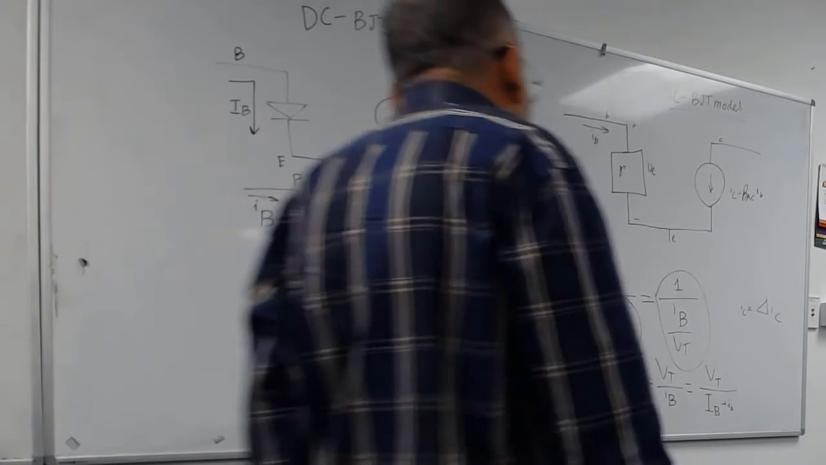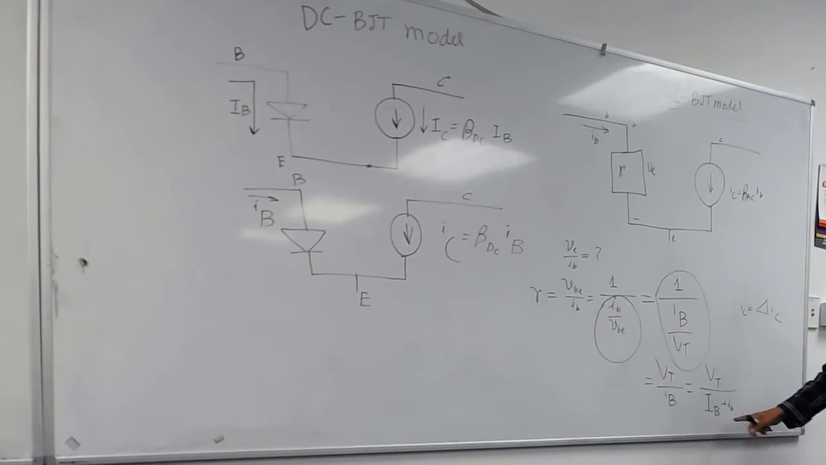Now, can we neglect this here? Is this too large compared to this? Can we just neglect this? This IB is large compared to this small i, small b. So, can we neglect this? Yep. If we neglect this, then this is approximately equal to VT by IB, which are all known.